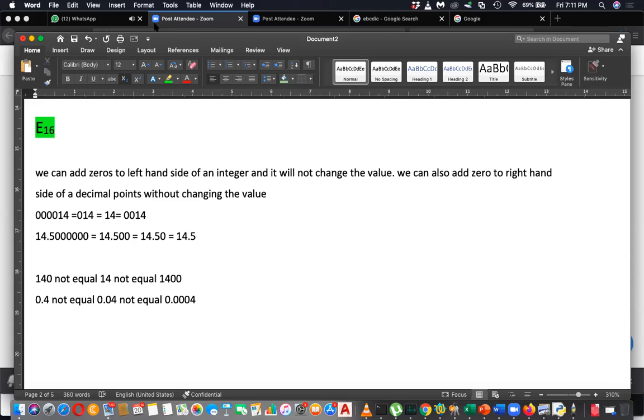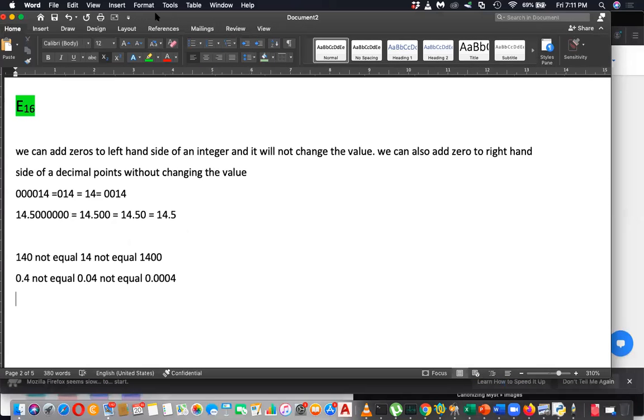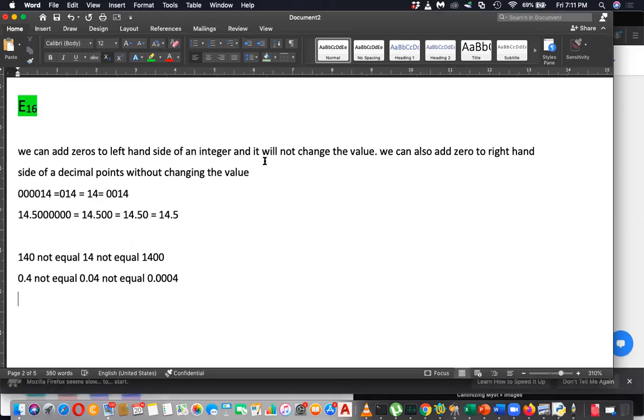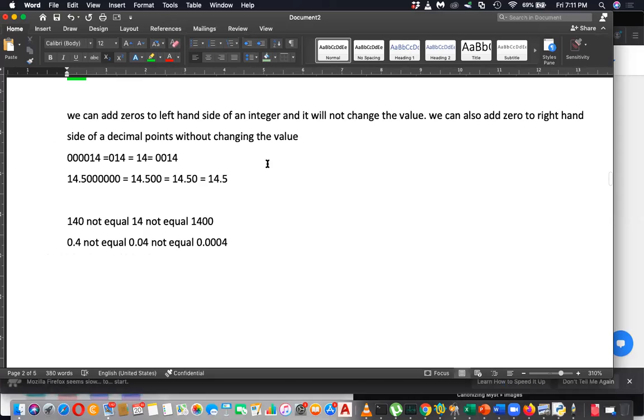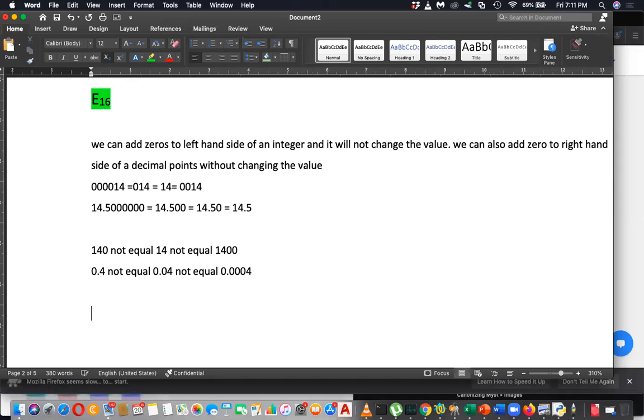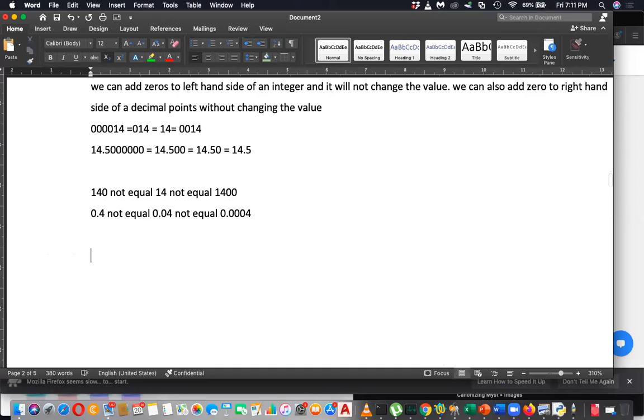Finished writing? Yes, sir. Right, okay. Now let's practice this again and again because this is very important. Can you convert 145? Question. Convert 145 in decimal.